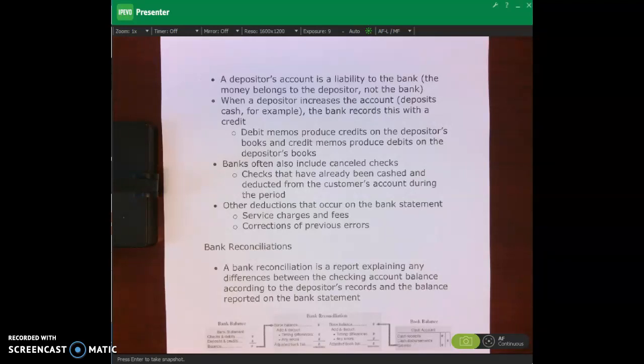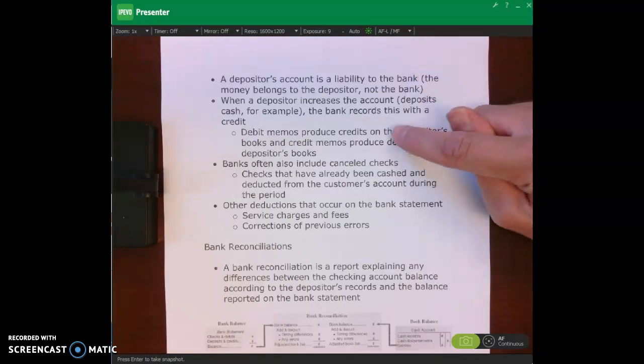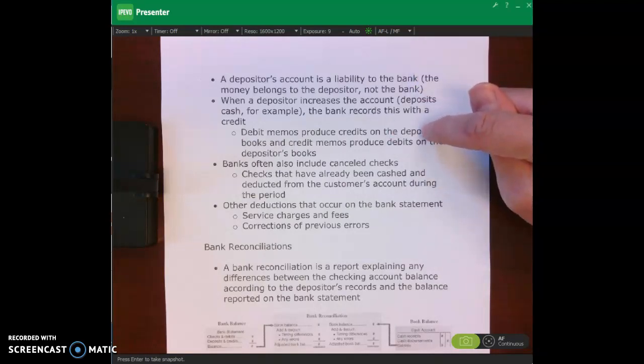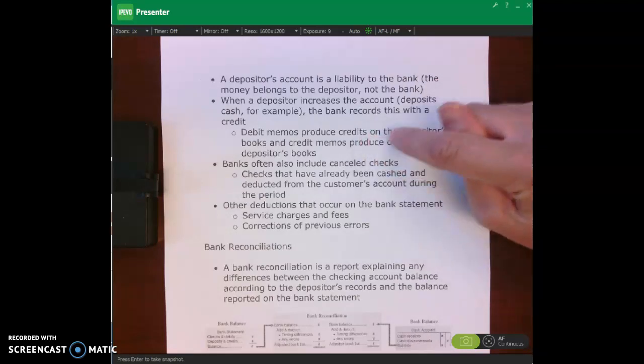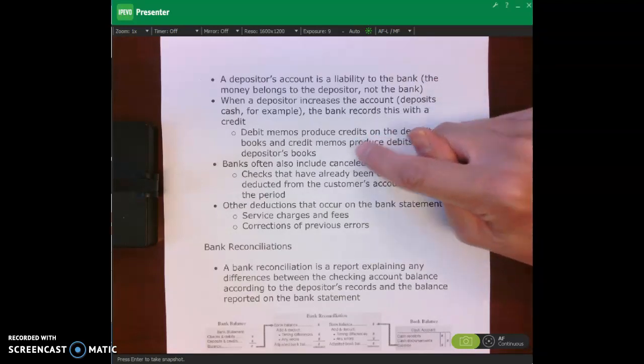The way the bank records that you've deposited money is they debit their cash and credit a demand deposit liability, or some similar name, that reflects your deposit. So debit cash and credit a liability. That's why it's the reverse of what we've been talking about, because it's not from your perspective, it's from the bank's perspective. And so debit memos produce credits on the depositor's books, and credit memos produce debits on the depositor's books.